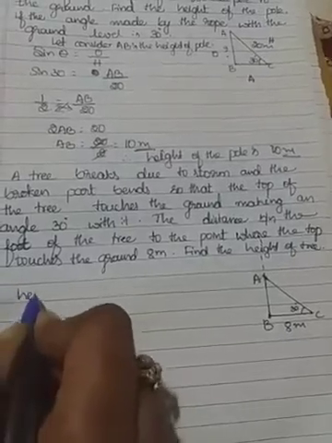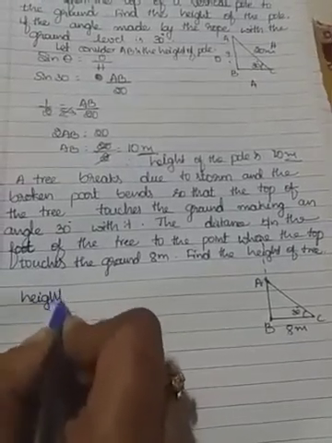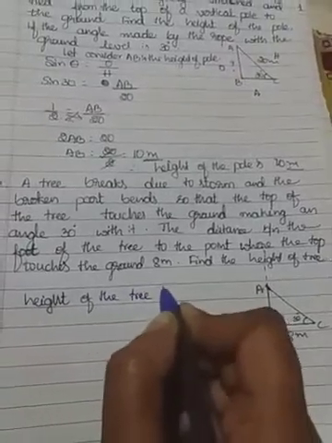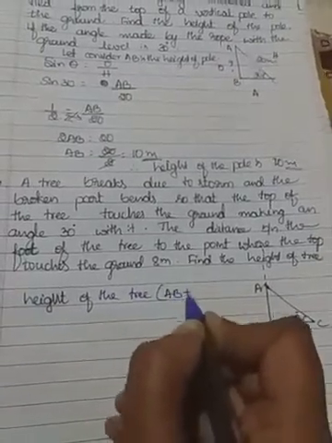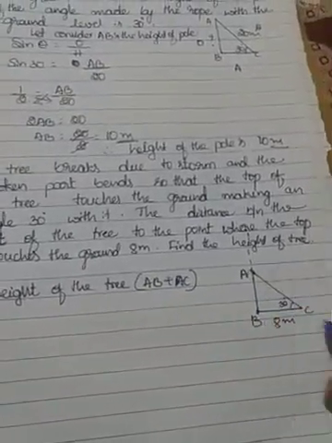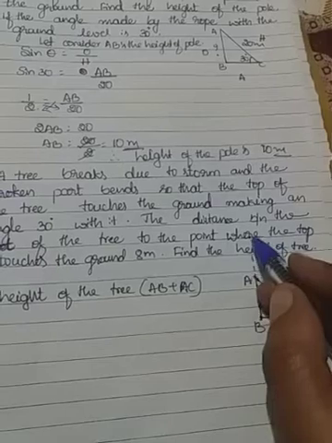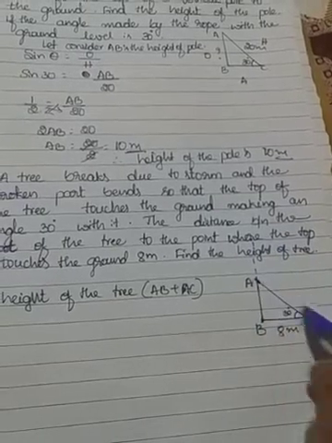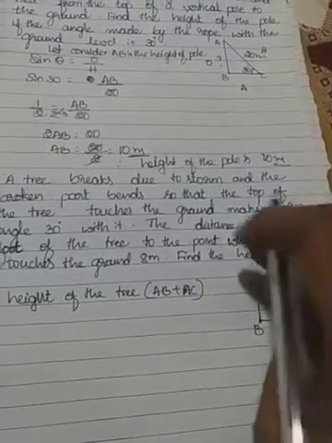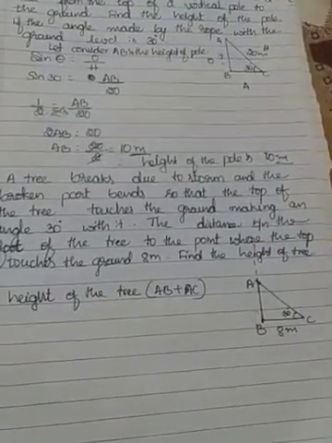The height of the tree is AB plus AC. How AB plus AC? I told you, because AC is the broken part, which is cut from the tree and fall on the ground. That is okay, AB plus AC. This thing and this thing we will get the height of the tree.